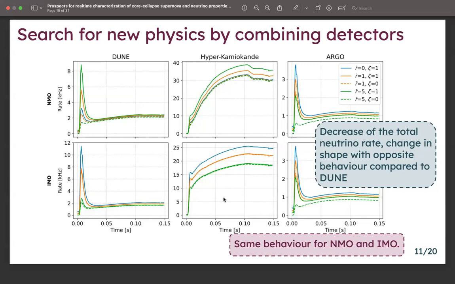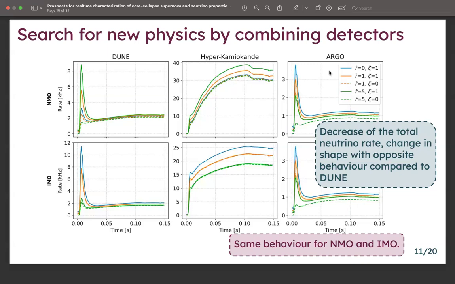What we see here is somewhat of a combination of everything, but interestingly, with an opposite behavior to DUNE. We see a decrease in the neutrino rates in all cases, independent of whether we are in the normal or inverted mass ordering. So what before was an inverted behavior, here everything goes in the same direction. It mostly is a change in shape, or let's say the strongest thing that we can observe is also a change of shape.